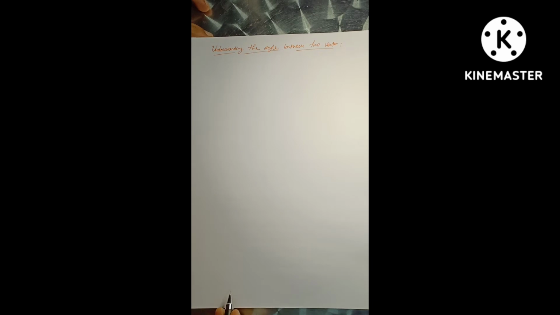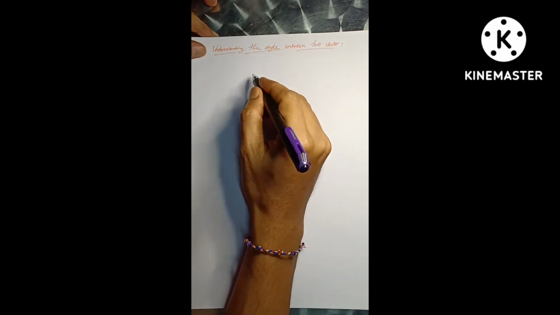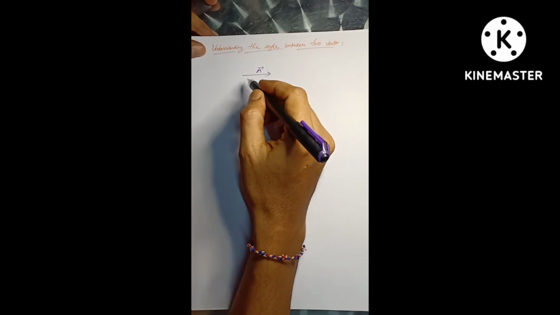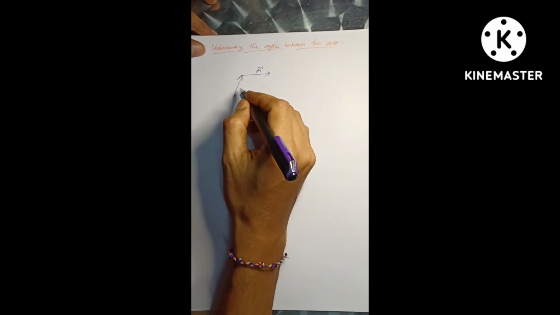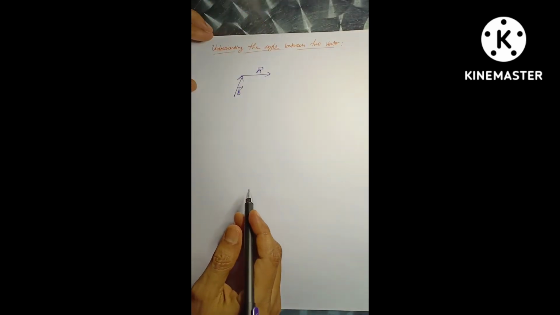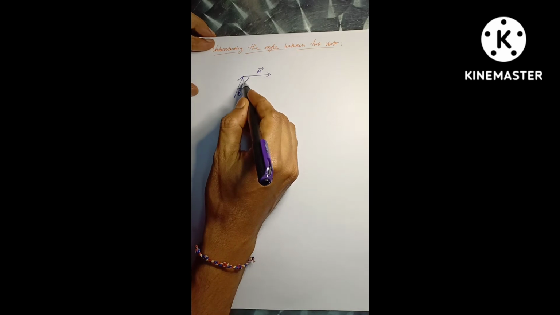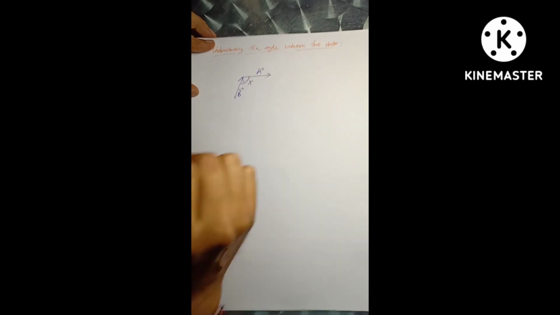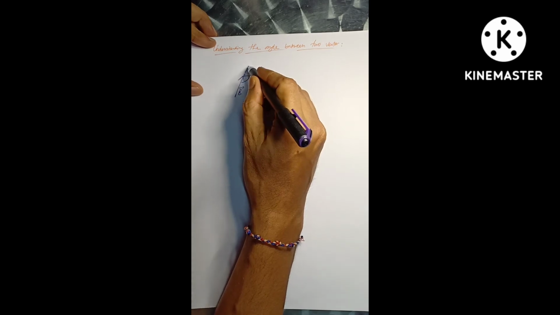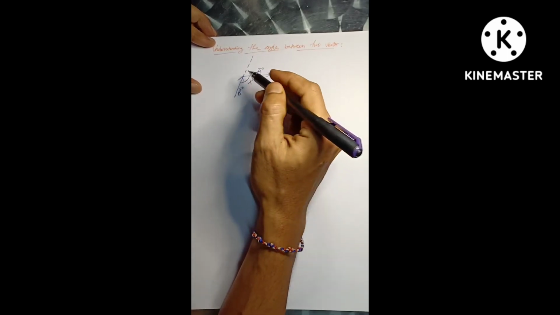Now here we see how to find the angle between two vectors. Suppose one vector, vector A, acts along this direction, and another vector acts along this direction. So what will be the angle of AB? If you select this as the angle between them, it will be wrong, because in this case you need to connect the tail of both vectors.